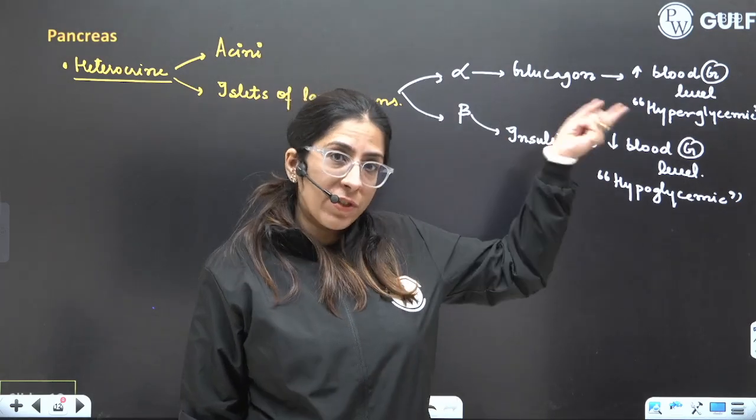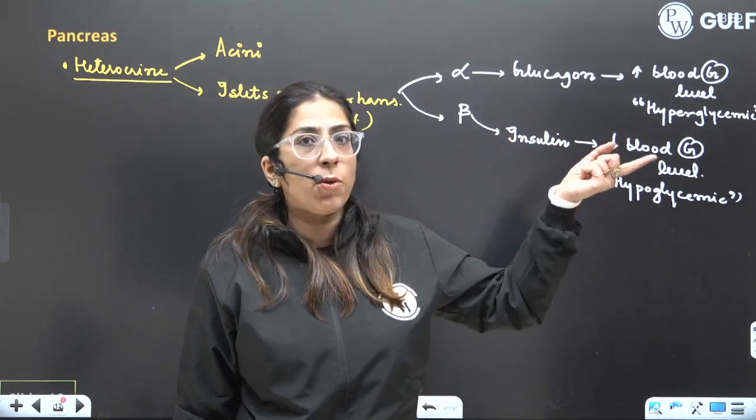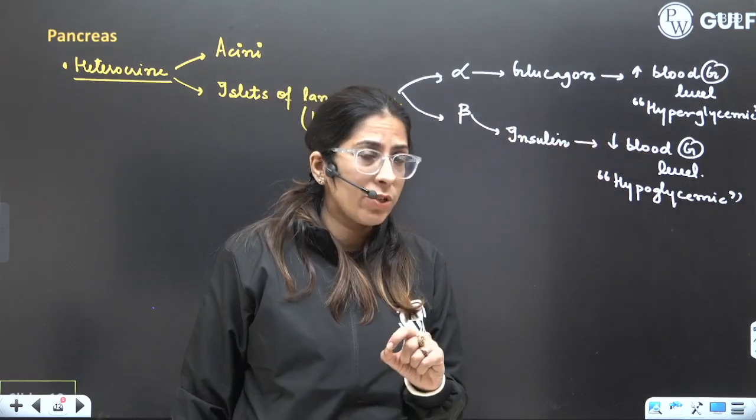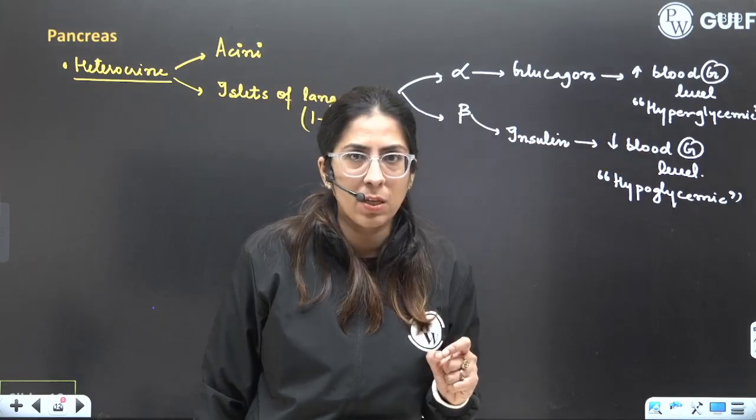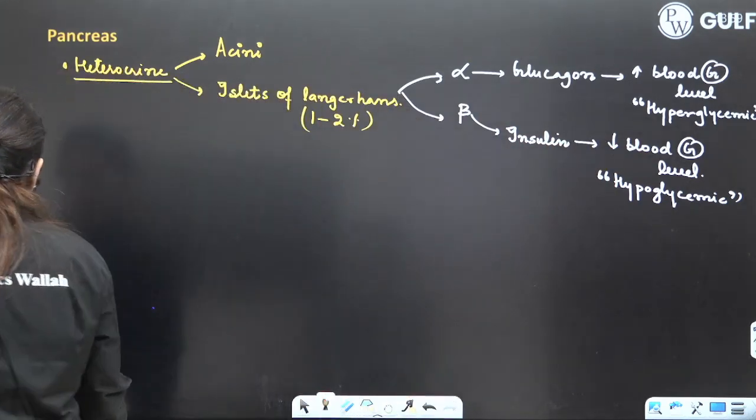And another we have studied in the case of excretory product and elimination, whenever there is deficiency of ADH, that leads to diabetes insipidus. Right? This is mellitus, deficiency of insulin.